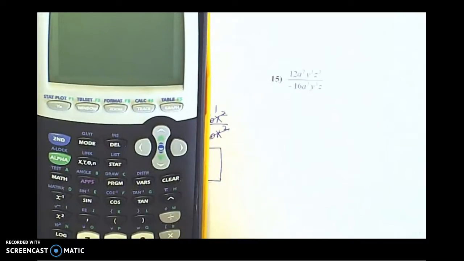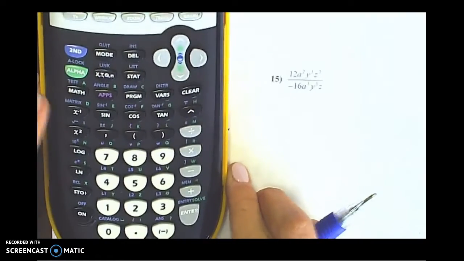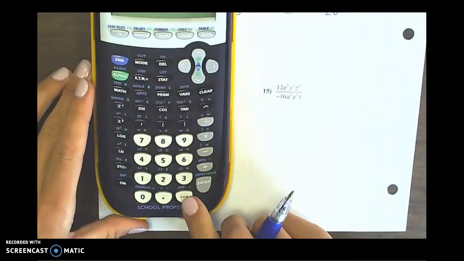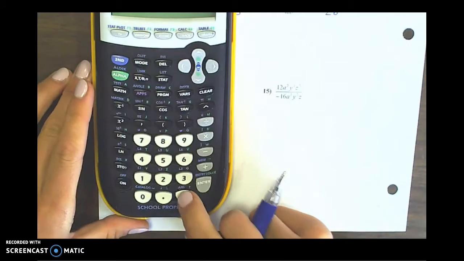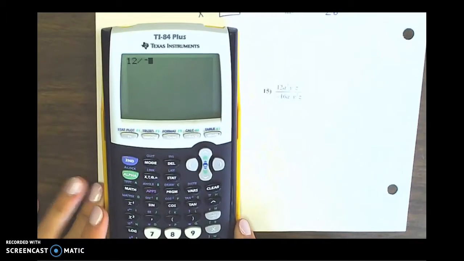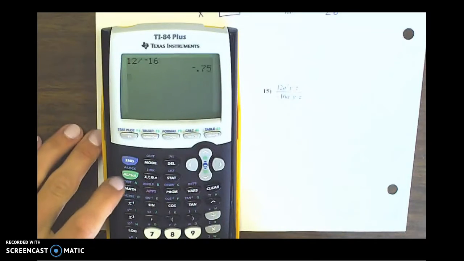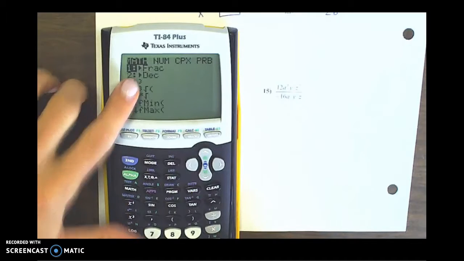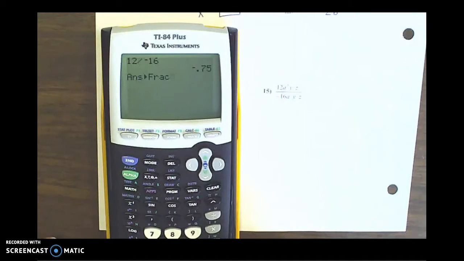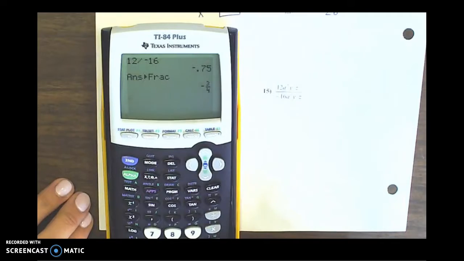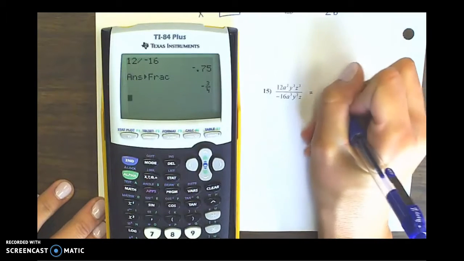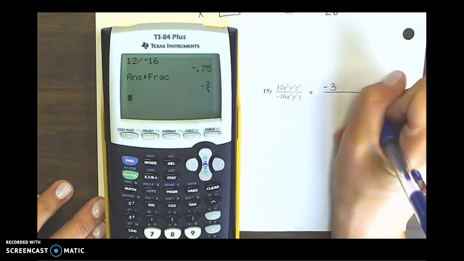So 12 divided by, now the negative sign is actually way down here. So this is the negative. So negative, okay, and then 16. And then we hit enter. Then I'm going to hit the math, frac, which is 1. Hit 1, enter, and we should get negative 3 over 4. So this is the same thing as negative 3 all over 4.